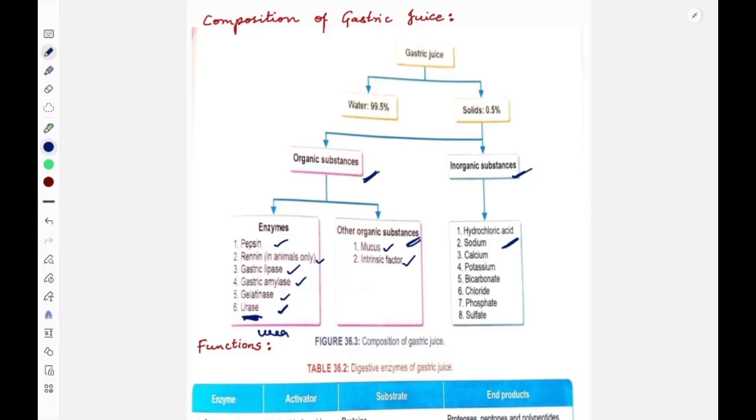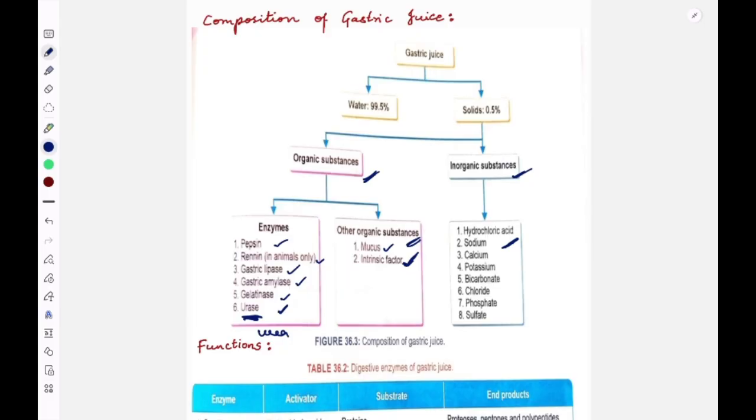Now what is the importance of the mucus in the GI tract? This mucus acts as a barrier and it prevents the auto digestion of the epithelium that is covering the digestive system from the HCl. Okay, whereas the intrinsic factor is released from the GI tract for the absorption of vitamins like vitamin B12. It requires intrinsic factor for the absorption.